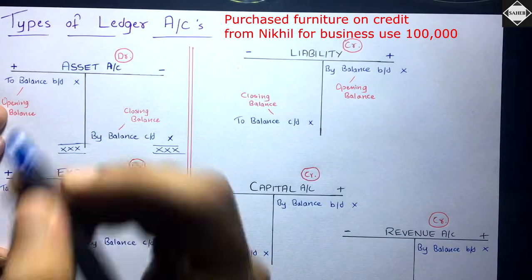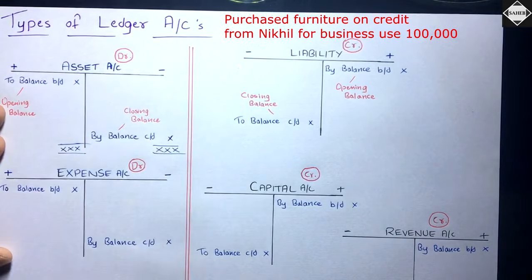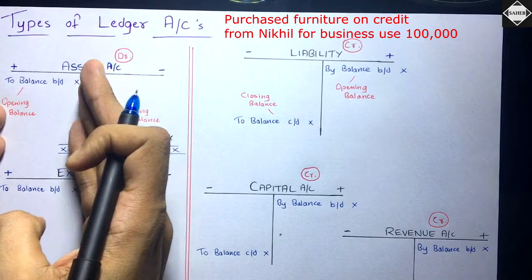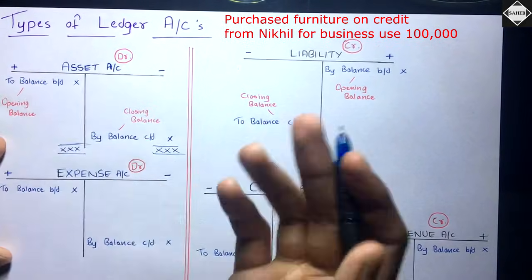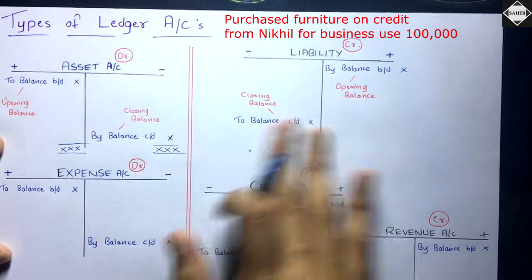So we said that first we have purchased furniture from Nikhil on credit. We haven't paid any money. So the first half posting, what I explained to you, was that we have purchased the furniture. So we have got the furniture. Furniture account is increasing. Go to the debit side. To Nikhil, because we have got the furniture from Nikhil on credit. Fine. But now you have to show the other effect in Nikhil's account.